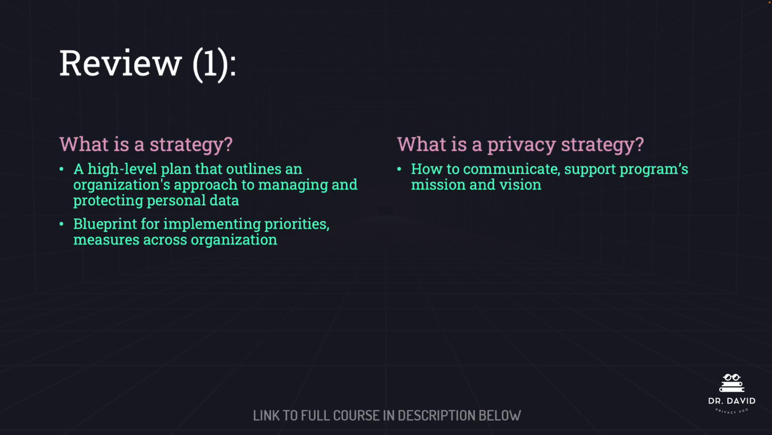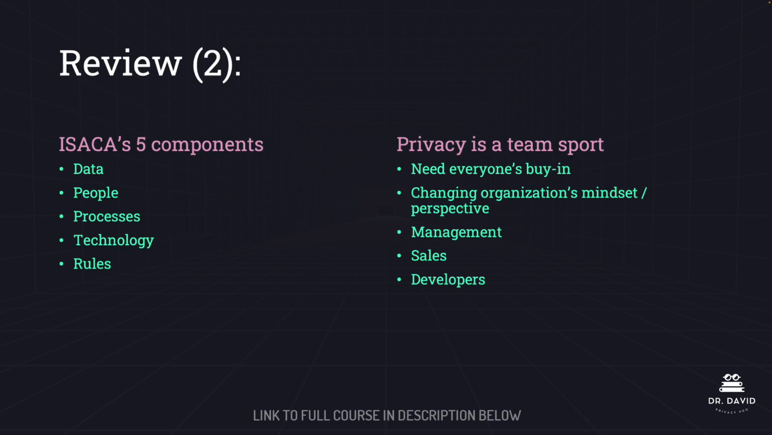In this lecture, we started our discussion on creating a strategy. Remember that a strategy with a privacy or data protection twist is a high-level plan that outlines an organization's approach to managing and protecting personal data. It is a blueprint for implementing priorities and measures across the organization. A privacy strategy tells us how to communicate and support the program's mission and vision. Remember that ISACA's 5 components of a privacy strategy include data, people, processes, technology, and rules.